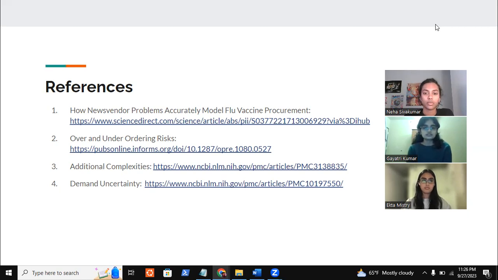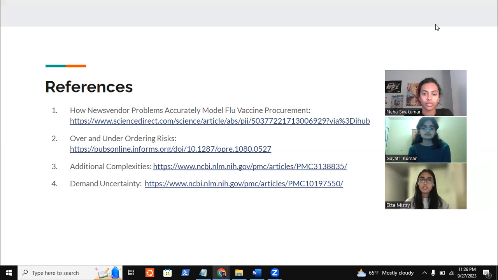So for the first scenario, imagine if the government orders an excessive quantity of flu vaccines. This would lead to several costs. First, there's the cost of purchasing the excess vaccines, which can be quite substantial. Then there's the cost of storing and managing the surplus vaccines, which includes refrigeration, security, and logistical expenses. Moreover, ordering too many vaccines can result in wastage if they expire before they're used. So these costs can indeed be described in monetary terms.